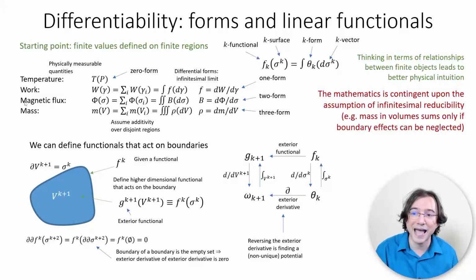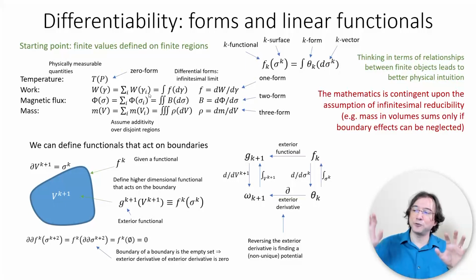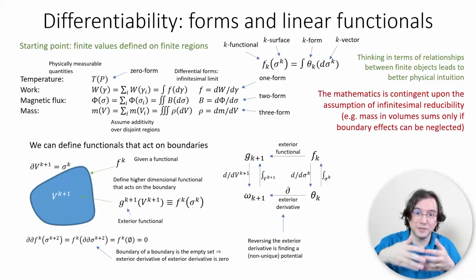So for example, for mass, we never measure the mass density, right? That's not something that is primary in physics. What we measure is a finite amount of mass over a finite volume. And then we assume that the mass is additive. If we have two disjoint volumes, then the total mass is the mass in the two disjoint regions. And then the idea is that we can do this decomposition over and over until we have these infinitesimal pieces. And so the mass density is really the infinitesimal mass in an infinitesimal region.